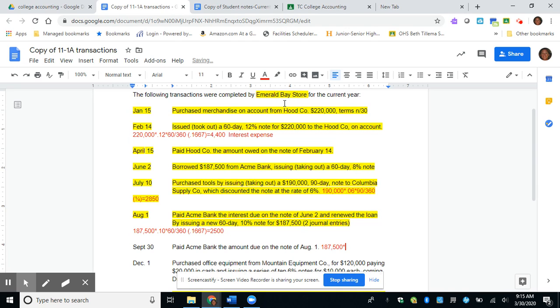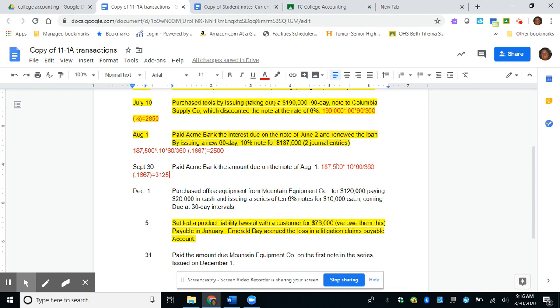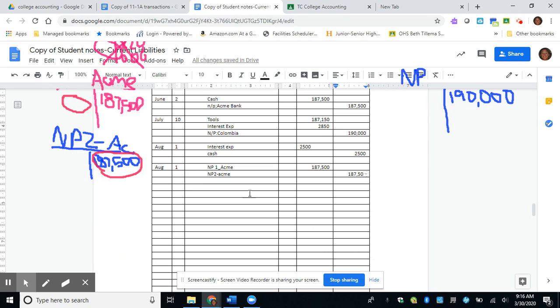$187,500 times the renewal note was 10% times 60 divided by 360, which equates to 0.1667. And multiply this out, and this is going to end up being $31.25. So I am not only paying the face value of the note, but I'm also paying this extra amount of $31.25 for interest. So first thing I need to do is get rid of this note, which is going to be a debit to my notes payable.